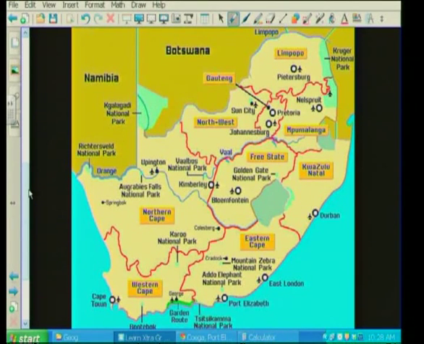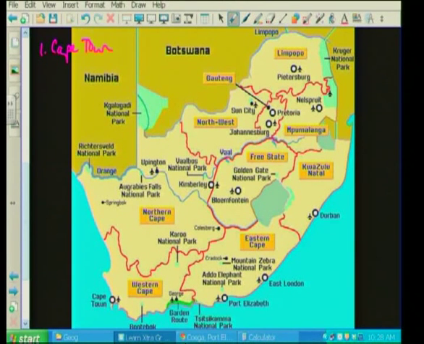Here's a map of South Africa, and I'm just going to point those 10 out to you and label them very quickly so that you know where they are, because it's important to know where the various airports are spatially speaking, so that you can use that information in your answers as well.